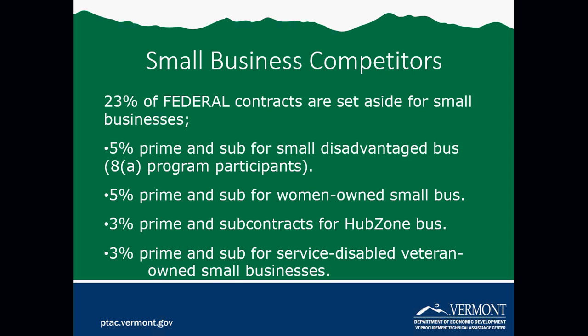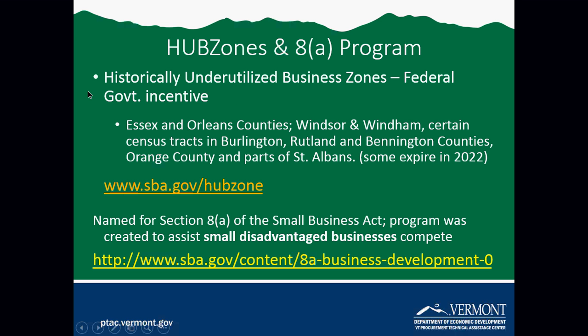What's important to note is that 23% of all federal contracts are required to be set aside for small businesses. This is the meat of federal contracting. 5% for prime, small disadvantaged businesses, 5% for woman-owned businesses, 3% for HUBZone businesses. We'll get to HUBZones in a bit. And 3% for service-disabled veteran-owned businesses. As a counselor, we can help and assist you, again, walking you through all these registrations and the things that you need to know.